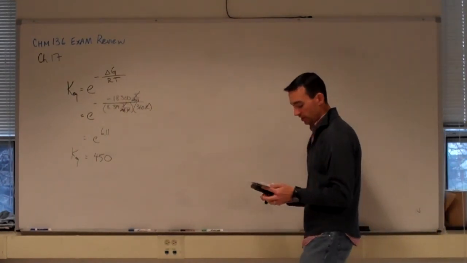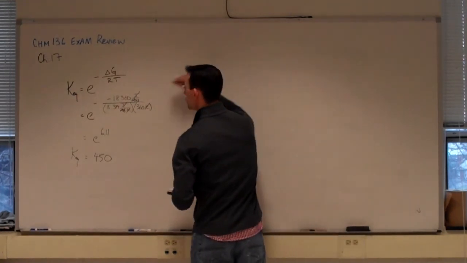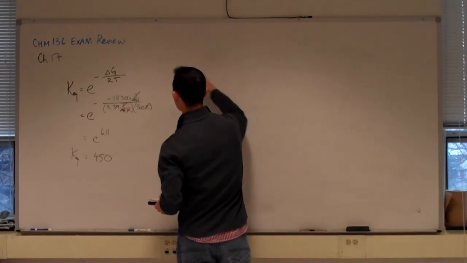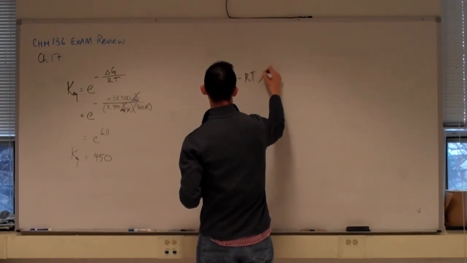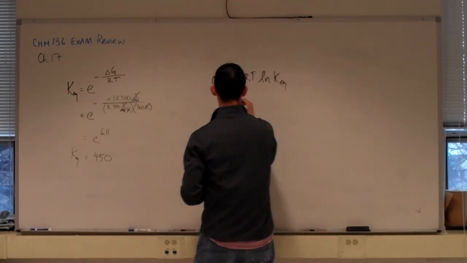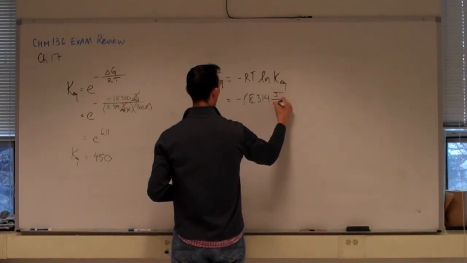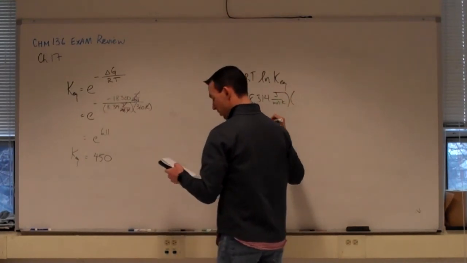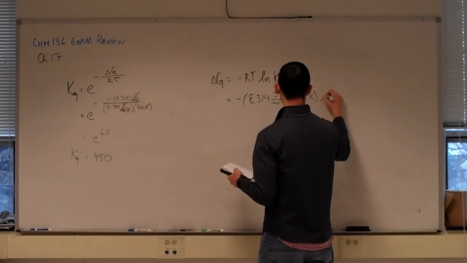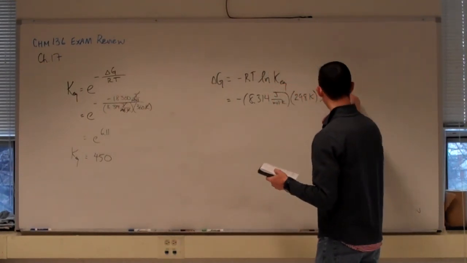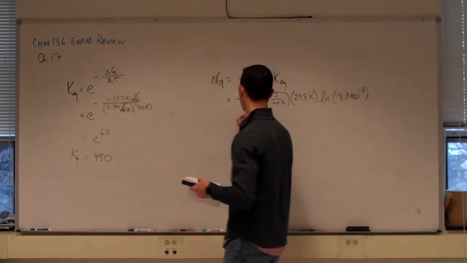And the last question on this review sheet, we're given the equilibrium constant, what is delta G? So the inverse of this formula, when we solve it for delta G is negative RT times the natural logarithm of KEQ. So that's going to be negative 8.314 joules per mole Kelvin. Our temperature here is 25 degrees Celsius, so 298 Kelvin, times the ln of 4.7 times 10 to the minus 8. This is a small equilibrium constant.